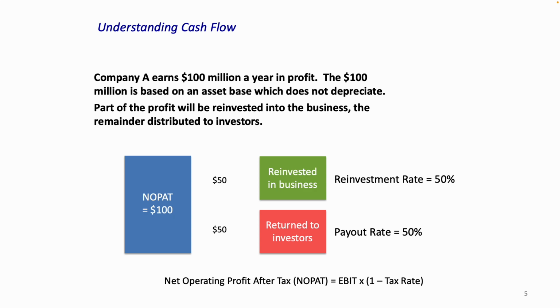So that creates two very important ratios this semester, the reinvestment rate and the payout rate. The reinvestment rate is the percentage of the profits that are put back into the firm. The payout rate is the percentage of the profits that are given back to the investors. In this case, $50 million to each, therefore a 50% reinvestment rate and a 50% payout rate. These two ratios have to add up to 100% of your profits. Therefore, 1 minus the reinvestment rate is the payout rate. 1 minus the payout rate is the reinvestment rate. Everybody following? Okay, so we have this hypothetical company, 50% reinvested, 50% paid out.